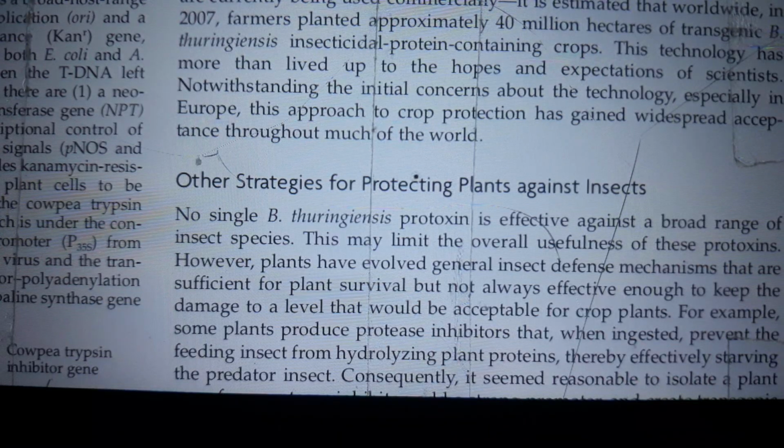This technology has more than lived up to the hopes and expectations of scientists, notwithstanding the initial concerns about the technology. Especially in Europe, this approach to crop protection has gained widespread acceptance throughout much of the world.